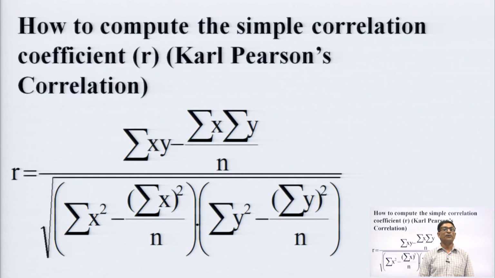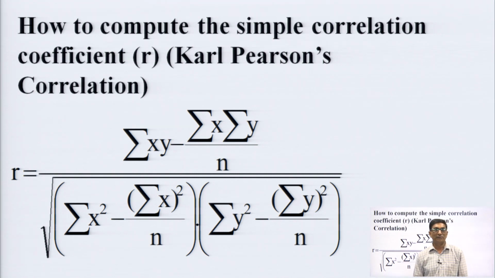So, how to compute the simple correlation coefficient, or Karl Pearson correlation, or you can say product moment correlation? The formula to calculate the correlation is r equal to summation xy minus summation x into summation y divided by n, over the square root of summation x square minus summation x whole square divided by n, and summation y square minus summation y whole square divided by n.